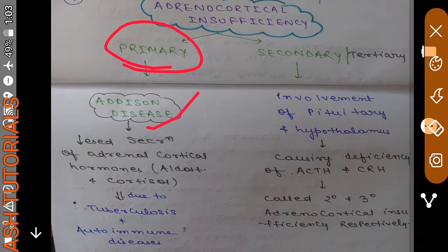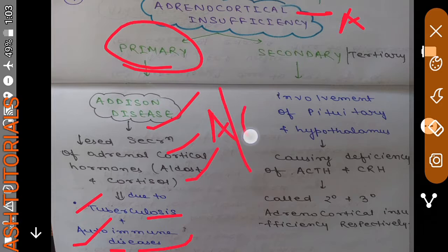Adrenocortical insufficiency means it is not secreting aldosterone and cortisol in an amount which is required for normal functioning. So decreased secretion of adrenocortical hormones, aldosterone and cortisol, will be seen in this, and this is due to tuberculosis and autoimmune diseases. In tuberculosis and certain autoimmune diseases, it is commonly seen that the secretion of aldosterone and cortisol is decreased. This is known as Addison's disease, and it is also called primary adrenocortical insufficiency.